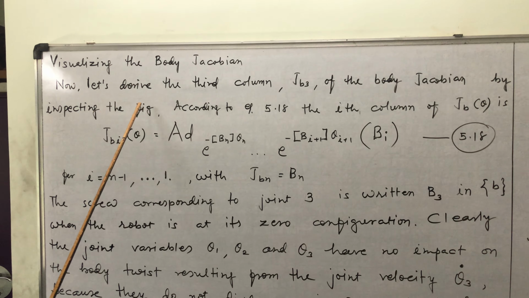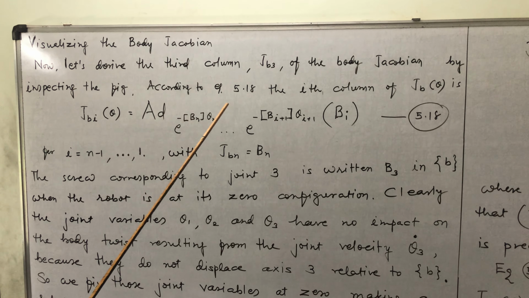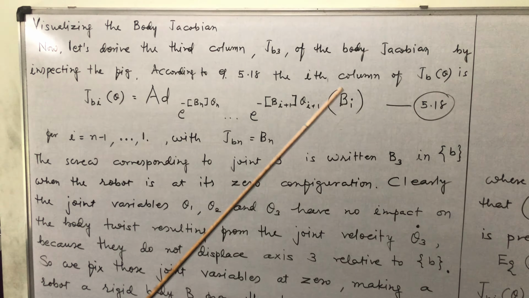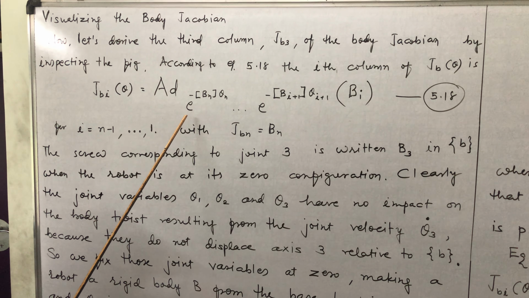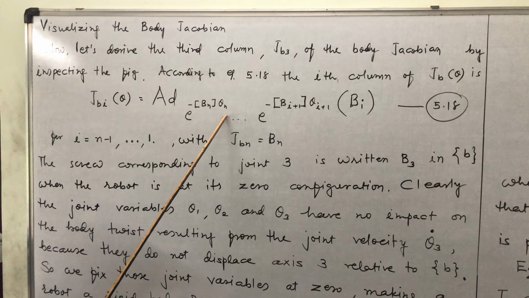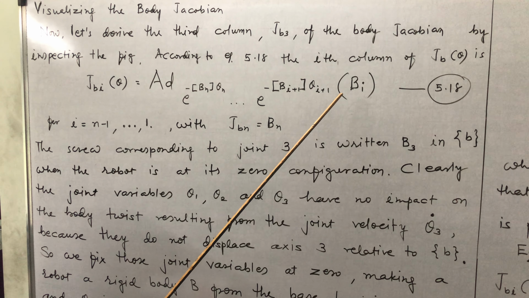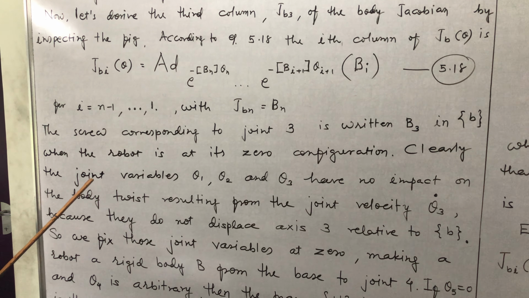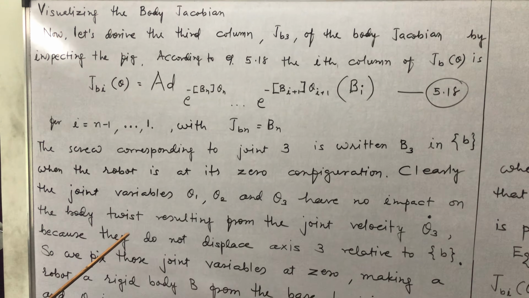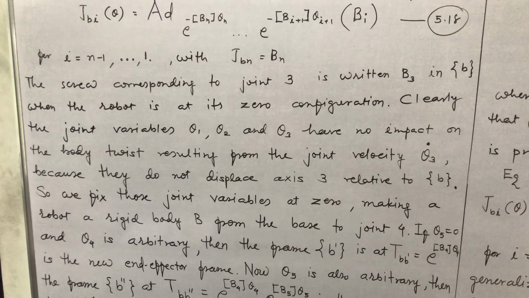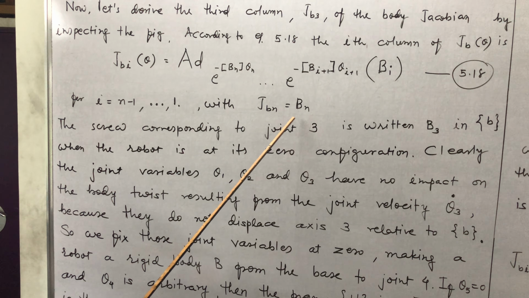Visualizing the body Jacobian. Now let's derive the third column JB3 of the body Jacobian by inspecting the figure according to equation 5.18. The ith column of JB of θ is JBi of θ. It is the adjoint representation of e raised to minus Bn θn, dot dot dot, e raised to minus Bi+1 θi+1, into Bi. Here i we have taken as 3. So this one. Yes. So for i equal to n minus 1 to 1, with JBn is Bn.